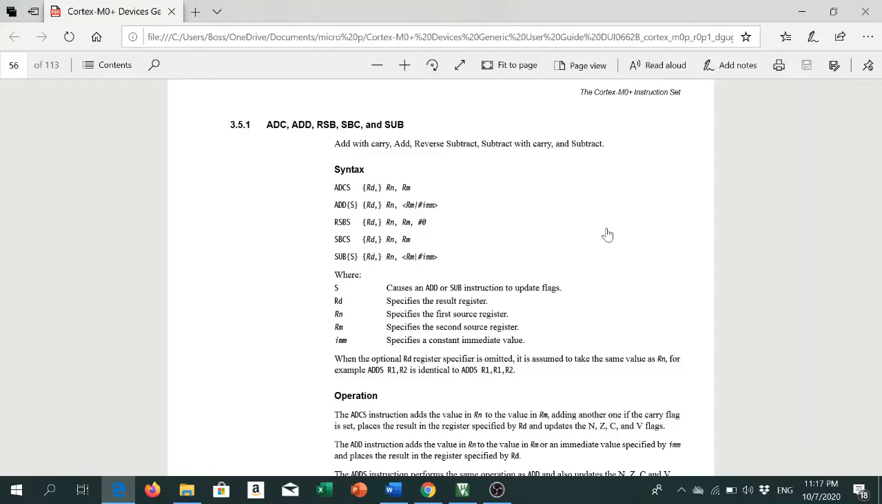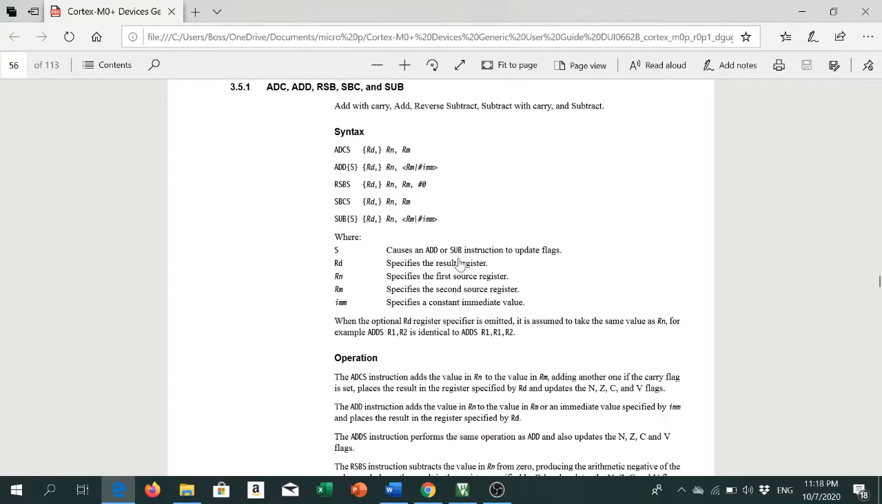My name is Muhammad Muzamir and I will explain about the addition instruction in Cortex M0 Plus. So this is the syntax for the addition instruction. ADD, S is optional, you can put it or you can ignore it. Rd, the destination register, is also optional. Then the first source and the second source register.